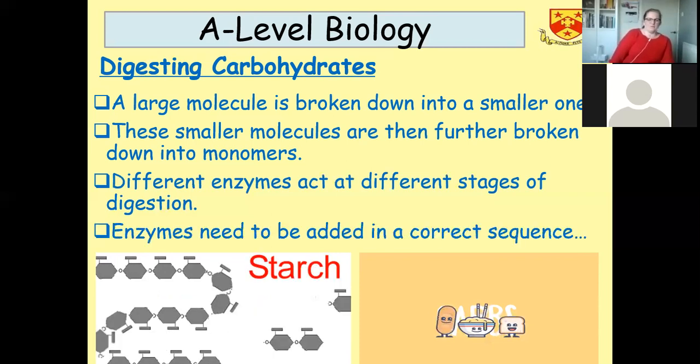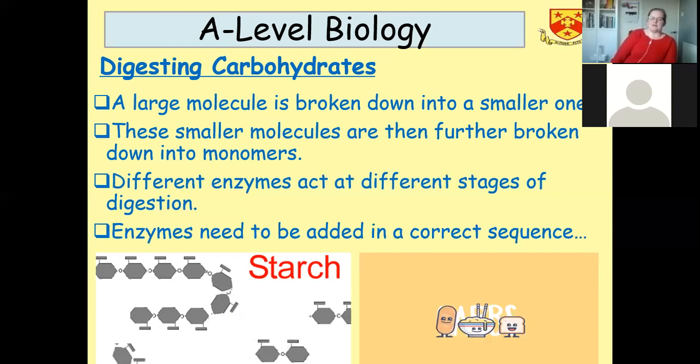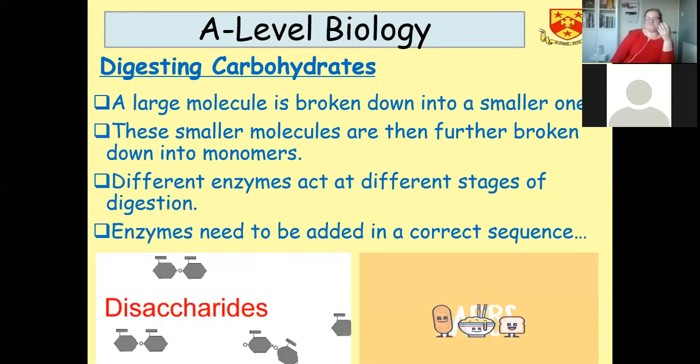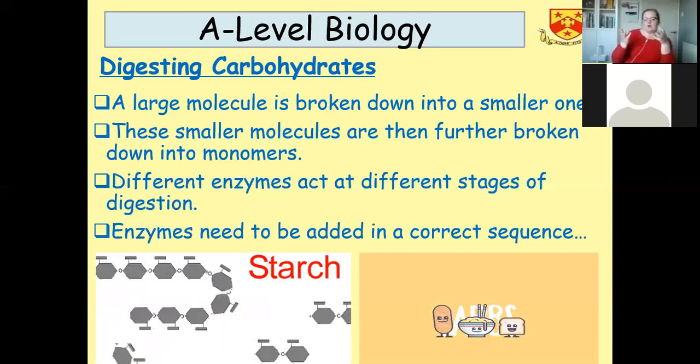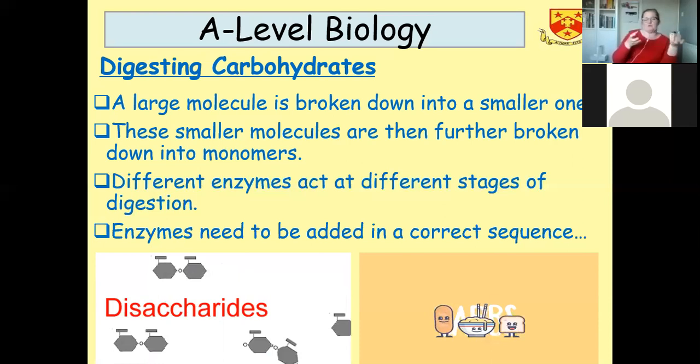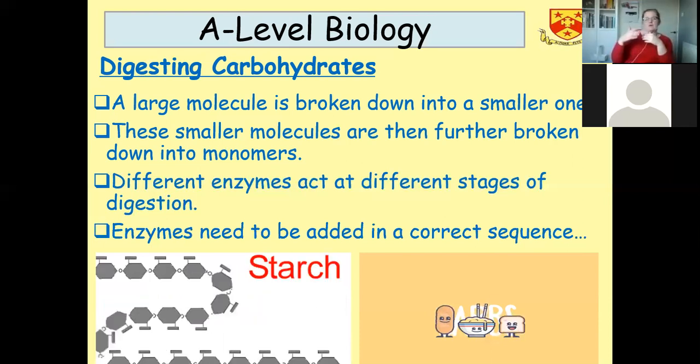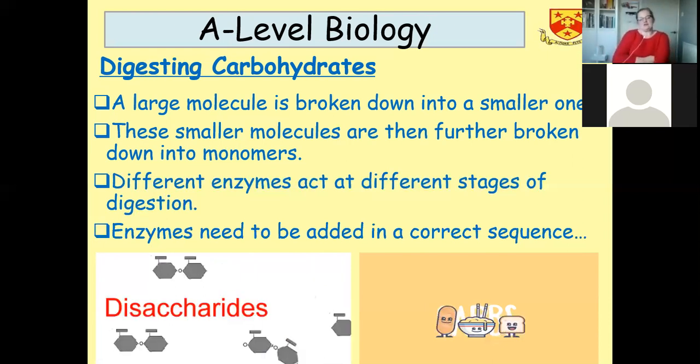And enzymes need to be added in the correct sequence. So if we had an enzyme that should be found in the small intestine found in our mouth, it wouldn't be able to work because the substrates that we would have in our mouth wouldn't be the right ones. It wouldn't be specific enough. It wouldn't have been broken down small enough for them to work. So they have to be added in the right stages for this to actually happen.